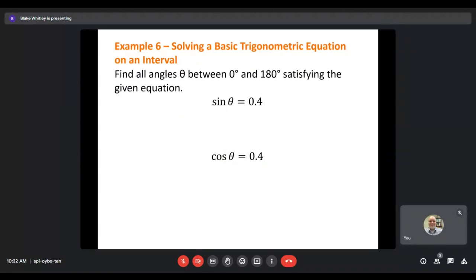All right, now number 6 says we want to find all angles theta that are between 0 degrees and 180 degrees that satisfy each equation. Now, to solve this, we're going to start the same way we would have before. So we have sine theta equals 0.4. To get rid of a sine, we're going to use our inverse sine. So that's our first step. Take the inverse sine of both sides.